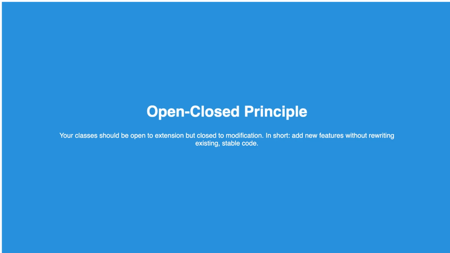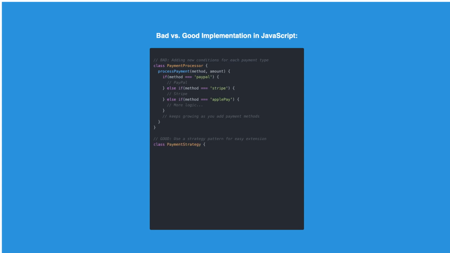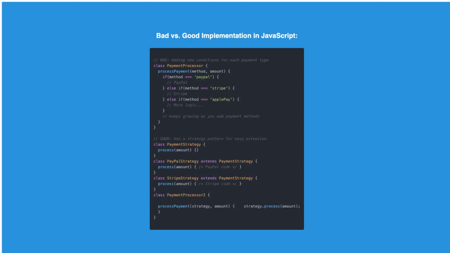Picture having an electrical outlet where you can plug in new adapters. You don't rebuild the outlet each time, you just add a specialized adapter. In code, this means you design your classes so that new functionality slots in seamlessly, rather than hacking up the entire class. If your class is stuffed with if-else clauses for every new payment method, you'll keep modifying it.